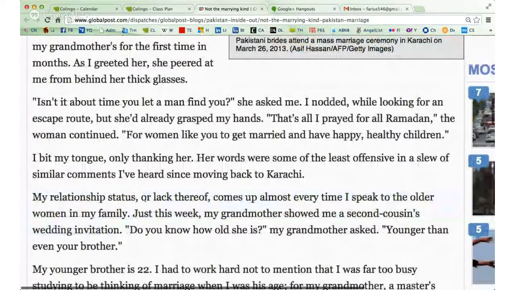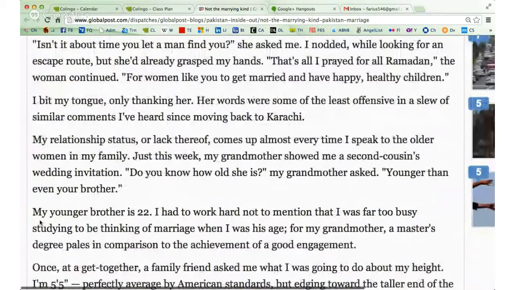"My relationship status, or lack thereof, comes up almost every time I speak to the older women in my family. Just this week, my grandmother showed me a second cousin's wedding invitation. 'Do you know how old she is?' my grandmother asked. 'Younger than even your brother.'" She says, my younger brother is 22. "I had to work hard, not to mention that I was far too busy studying to be thinking of marriage when I was his age. For my grandmother, a master's degree pales in comparison to the achievement of a good engagement."